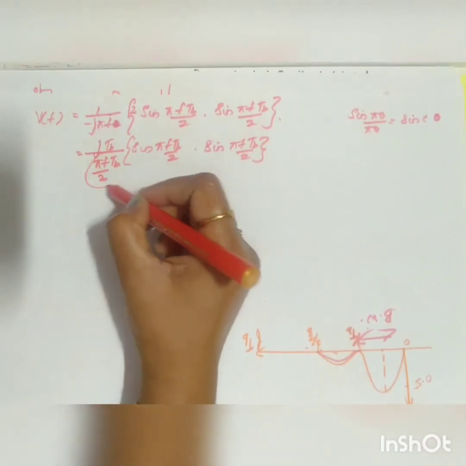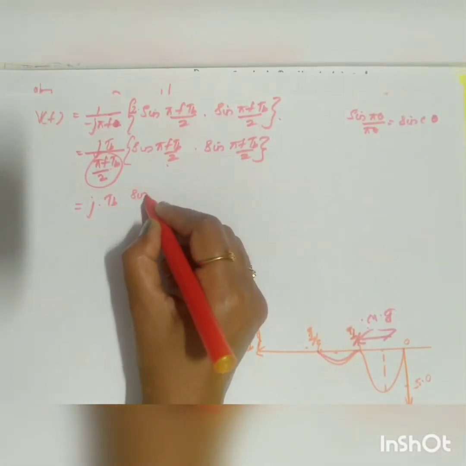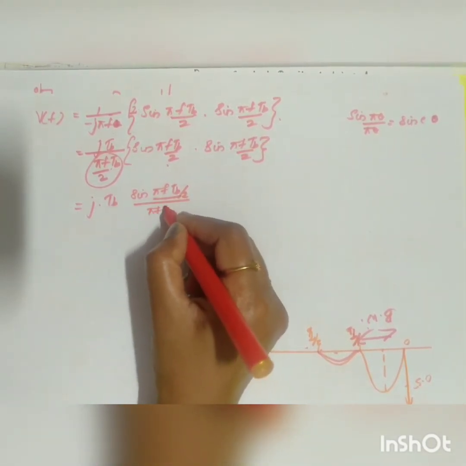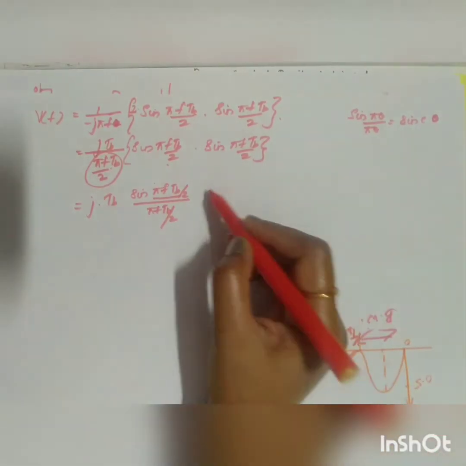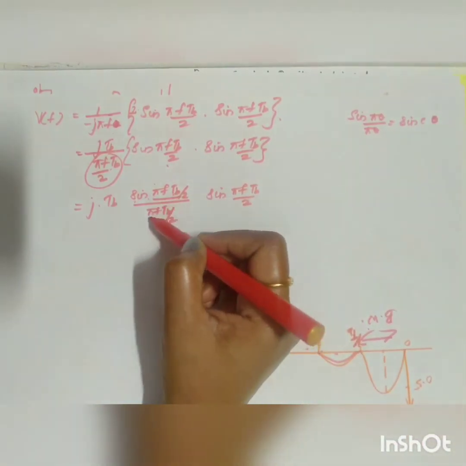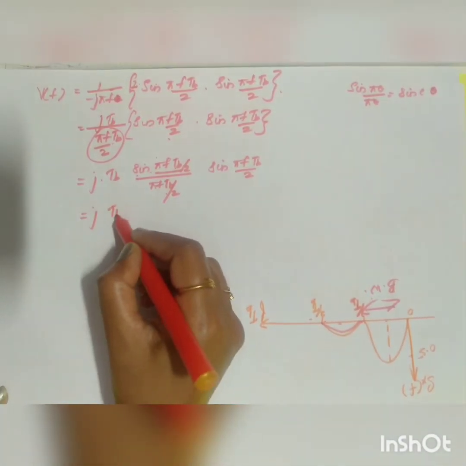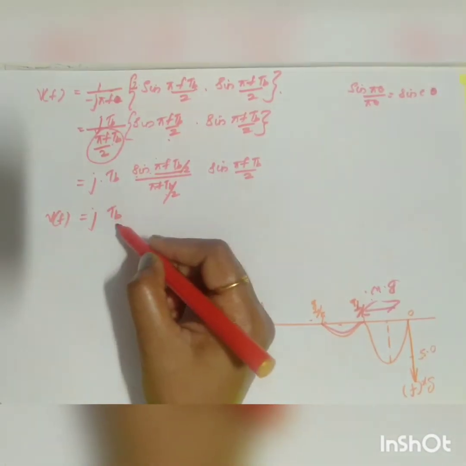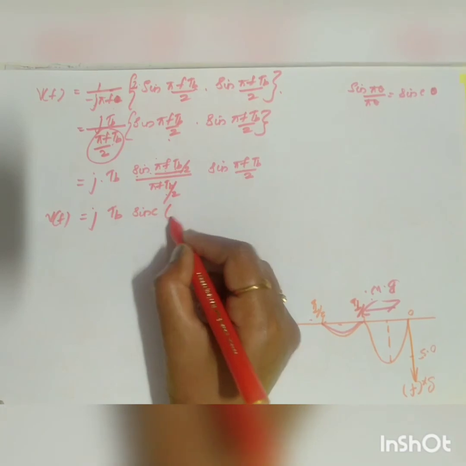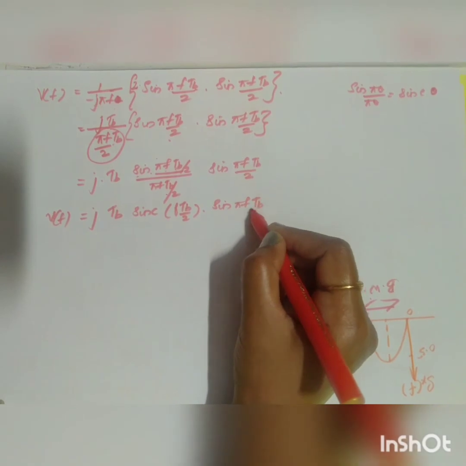Now bring this pi f Tb by 2 here. So what you will be getting? j into Tb into sine pi f Tb by 2 divided by pi f Tb by 2, into sine pi f Tb by 2. You know that sine pi theta divided by pi theta is equal to sinc theta. So you will be getting V of f equal to j into Tb into sinc of, what is theta? Theta is equal to f Tb by 2. So you will be getting sinc f Tb by 2 into sine pi f Tb by 2.